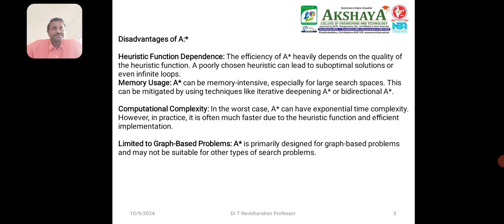Computational complexity: the worst case of the A-star algorithm has exponential time complexity. However, in practice it is often much faster due to the heuristic function and efficient implementations. Limitation to graph-based problems: the A-star algorithm is primarily designed for graph-based problems and may not be suitable for other types of search problems. These are the points available for the A-star algorithm.